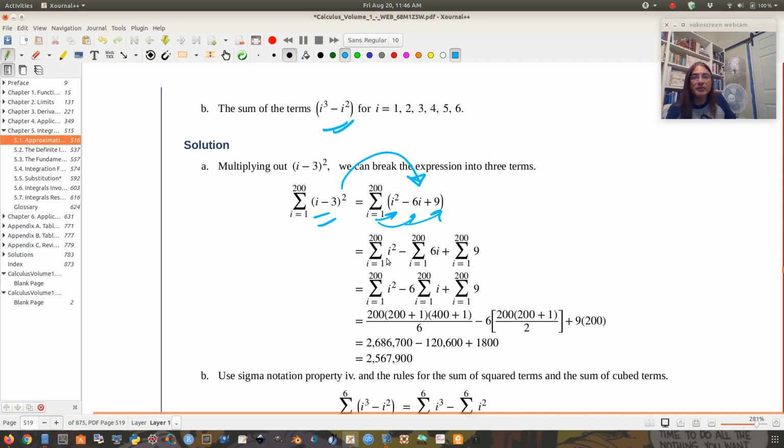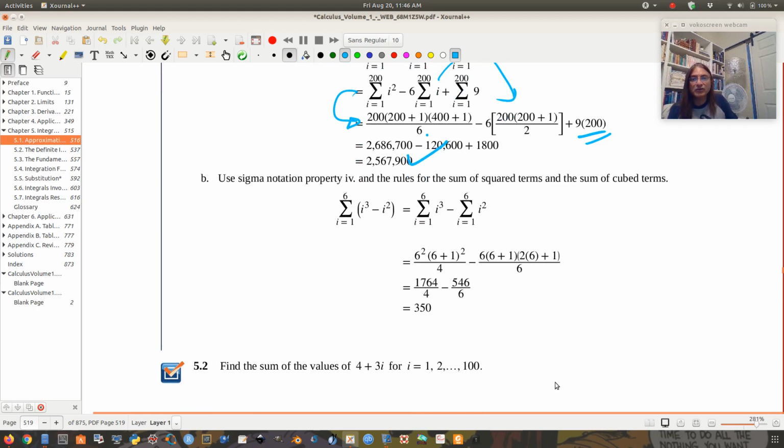So we use the formula for i squared when you add 1 to n, which is n times (n plus 1) times (2n plus 1) over 6. You get this one. This one is 6 times, we are adding, n times (n plus 1) over 2. We just did those formulas. And here we are adding the constant 9. How many times? 200 times. So times 200. We get this answer.